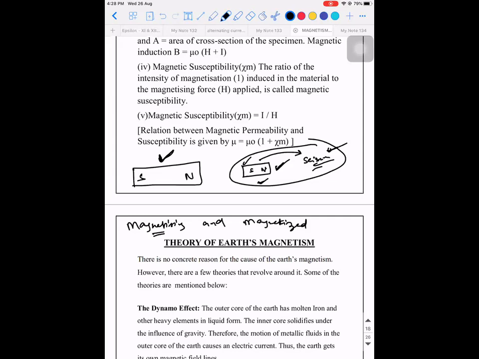So let's try to extend our knowledge, saying that magnetizing is done by an external magnetic field. As simple as that. Then who is getting magnetized? The material which is subjected to the external magnetic field is the one getting magnetized. In this case, the scissors is the one getting magnetized. The one which is receiving the magnetic field will get magnetized. The one which is giving the magnetic field will have the tendency to magnetize.